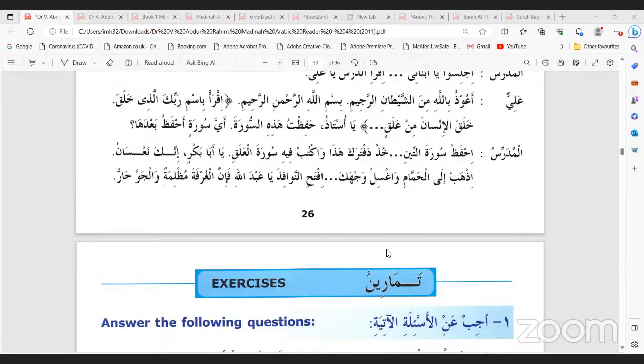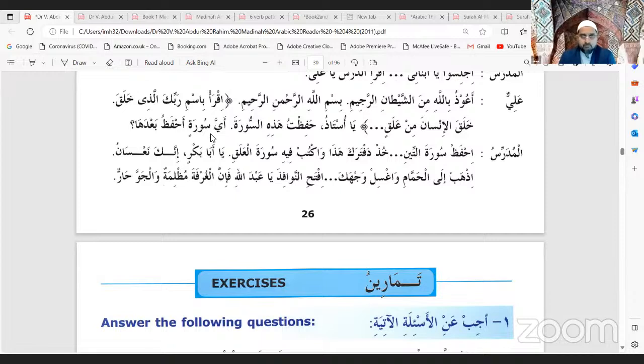O Abu Bakr, are you sleepy? Go to the bathroom and wash your face.